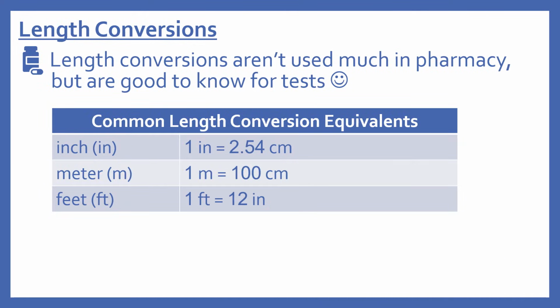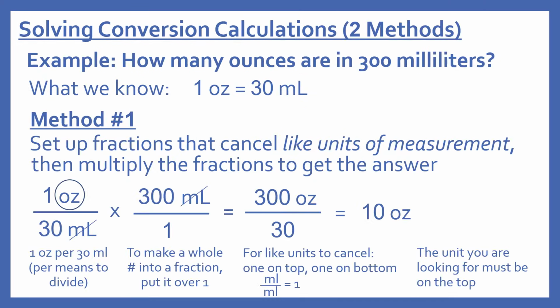Now we'll look at the length conversions. As I said, length conversions aren't used much in pharmacy, but they're good to know for tests. Some common length conversion equivalents: inch, abbreviated IN, 1 inch equals 2.54 centimeters. Meter, which is M, 1 meter equals 100 centimeters. And feet, which is FT, 1 foot equals 12 inches.